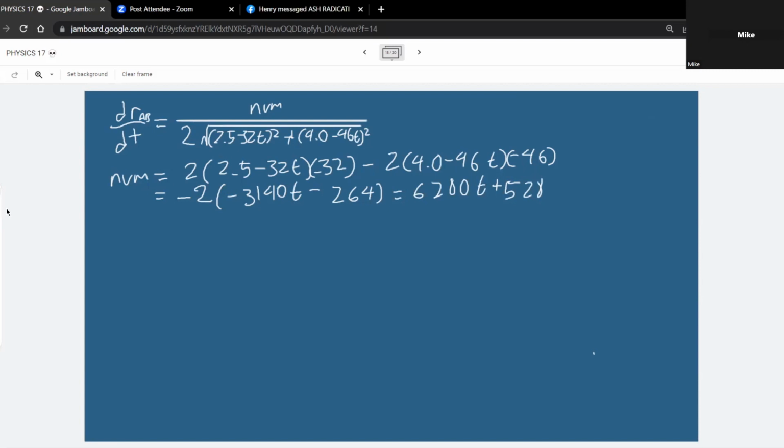Tingnan, 46 square plus 32 square, 3140. Pwedeng paki-recheck yung algebra, yung ano dyan. Parang 2 times 2. Parang may ano eh, may error.